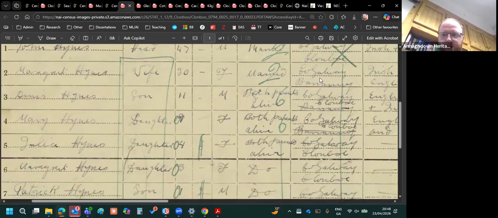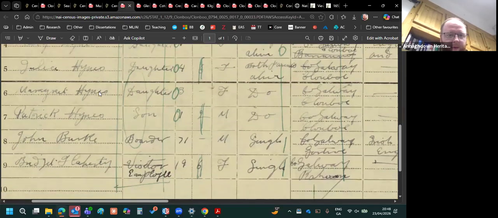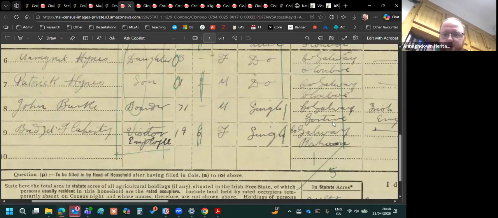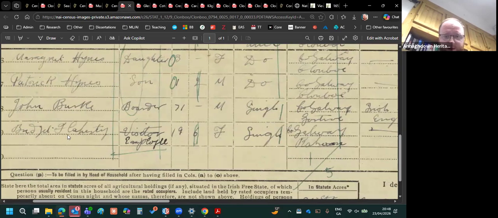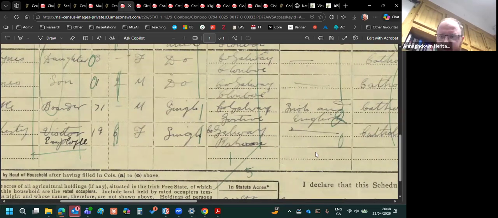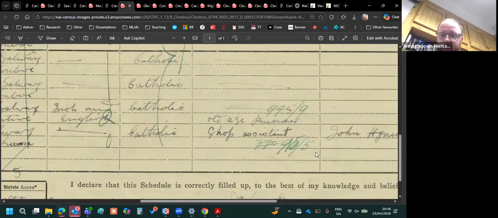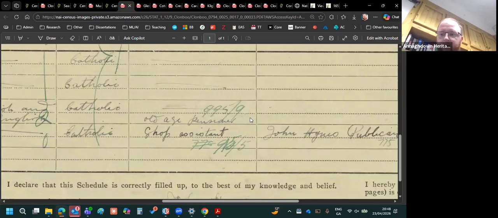So again, Margaret Hines there is from Barana. They've entered that correctly. And at the bottom, John Burke from Gortrue is listed as a boarder, age 71. Bridget Flaherty, age 19 years and 6 months, is originally entered as a visitor and then changed to an employee. She's from Rahun, is it? I think, yeah. Shop assistant. And John Burke is an old age pensioner.